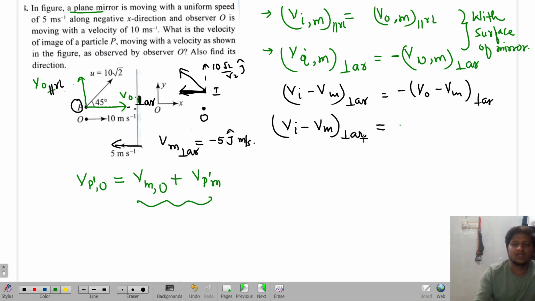So this relation will come. That is why this is going to change over here. If you write this, then you will get the answer. Solve it. Simple relative velocity equation. Okay, I want to see.